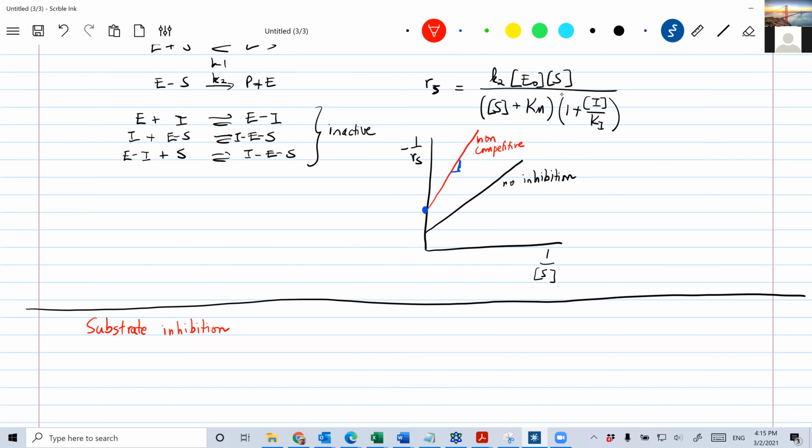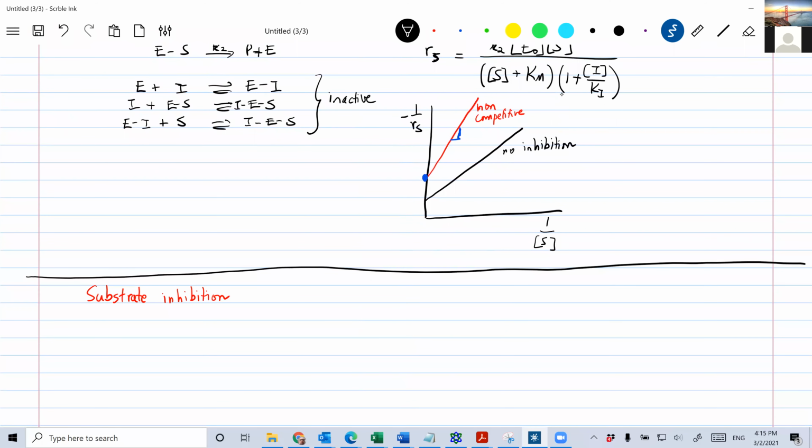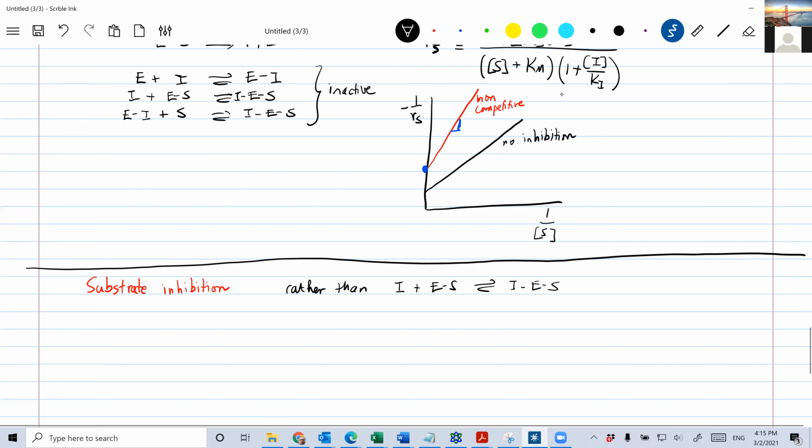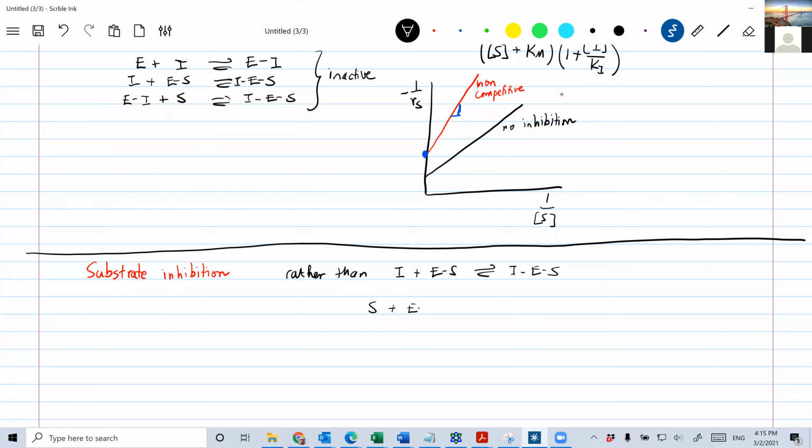In the general form of the equation. So, substrate inhibition. The only difference is that rather than having the inhibitor bind the enzyme-substrate complex reversibly, what actually happens is that substrates bind the enzyme-substrate complex to give an SES, and this is also inactive.